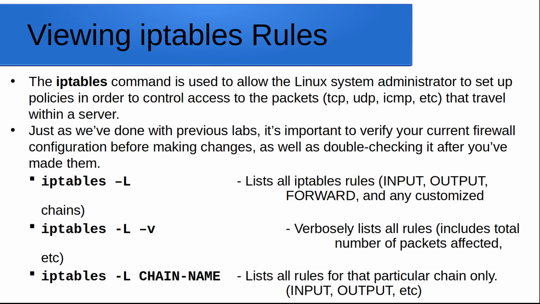iptables -L lists all the rules in your chains, input, output, forward, and any other chains that are existing on the system. You might want -L -v, and that will verbosely list all the rules, so it gives you things like a total number of packets affected, so you'll see if your rules are matching traffic or not. And you can also just list the rules for a particular chain with iptables -L, and then you give it the chain name, right? So if you only want to see the rules for the input chain, for example, because that's where you're making changes, you can do that. It's just a handy thing.